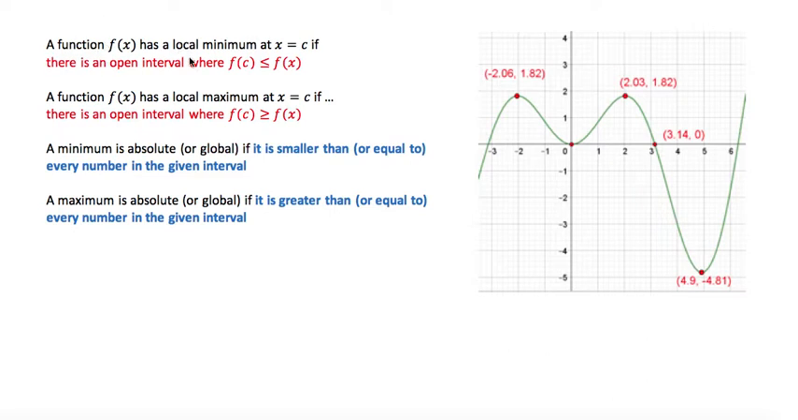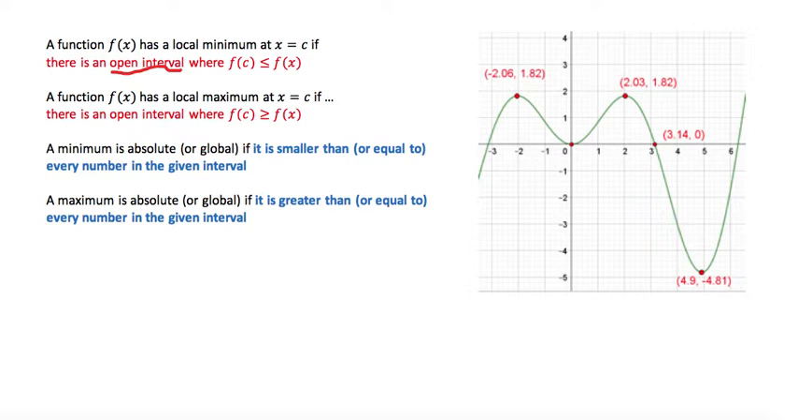A function f of x has a local minimum at x equals c if there is an open interval. And so some words here that we need to make sense of. Open interval basically just means that it's some sort of region on the graph. Okay, I'll define this more clearly in a little bit, but open interval here just means some region on the graph where f of c is less than f of x for all values of x. So f of c is a specific point, f of x is any point. So this is saying a specific point is smaller than any other point.